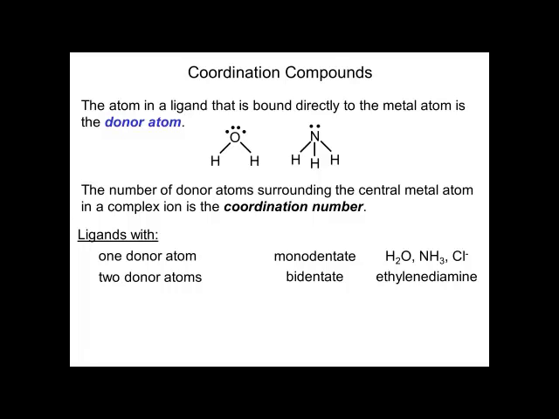If the ligand has 2 donor atoms, it's referred to as bidentate. Ethylene diamine is an example of that. If there are 3 or more donor atoms, it is referred to as a polydentate ligand. And an example of that is EDTA, which stands for ethylene diamine tetraacetic acid.